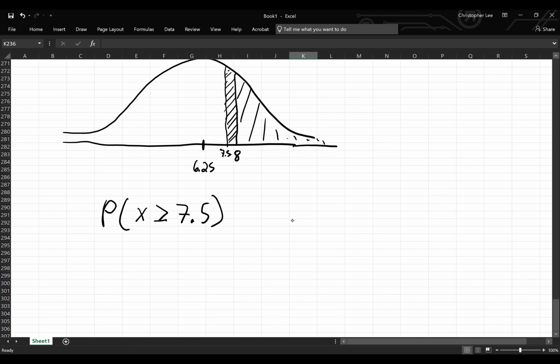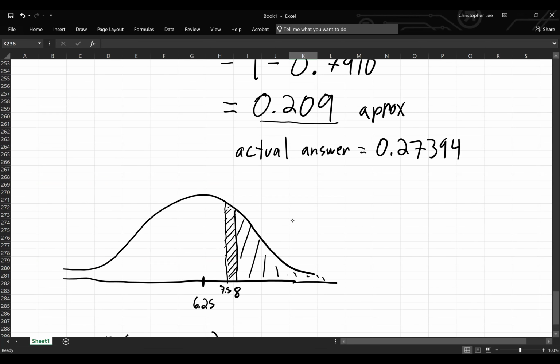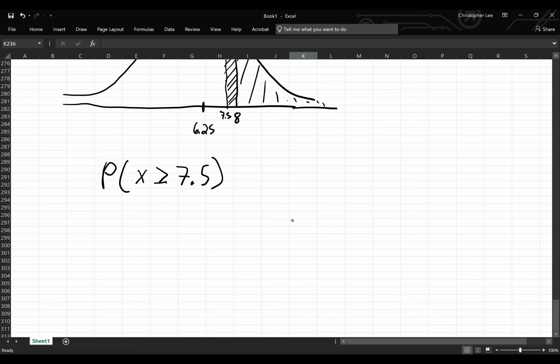I feel like this will be a better approximation because you see what we got, 0.209, that's okay. But the actual answer is 0.2739, or like 27%, right? I feel like we could get closer to that 27%. You want to be really close. There's too much error in that answer. You know how to do it in the calculator already from the binomial. What I'm trying to show you is another way that you can do it if you don't have a calculator.